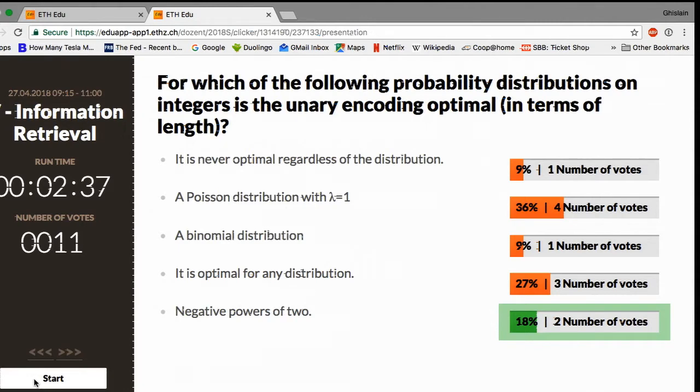So of course, this probability distribution is extremely skewed, because if you start, for example, with 1, half of the numbers will be 1s, and 1/4 will be 2s, 1/8 will be 3s, and so on and so on. So it's very, very biased to very short numbers. So you see it makes sense that the unary distribution then is optimal.